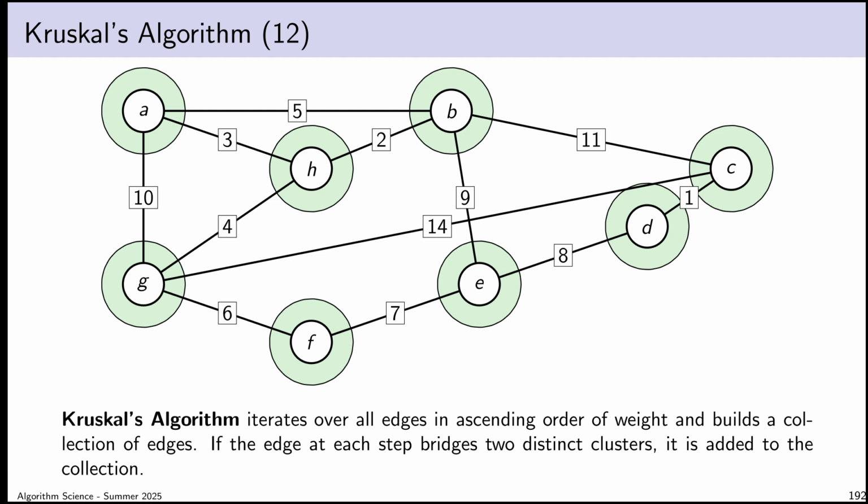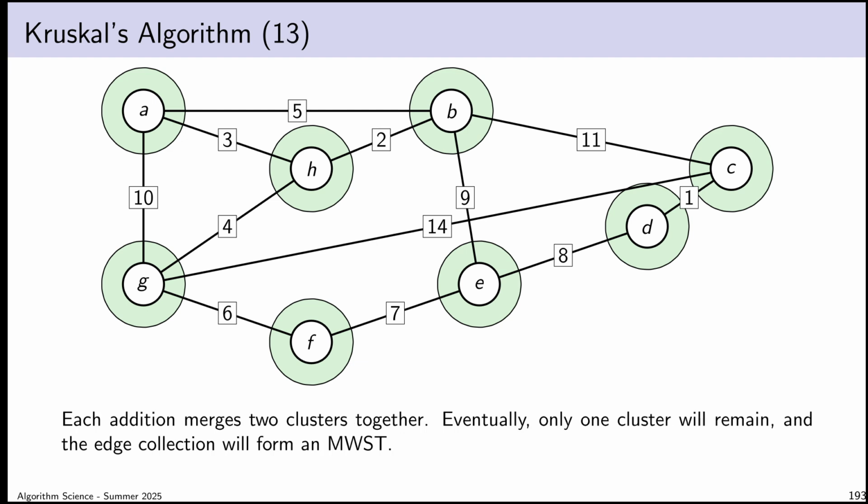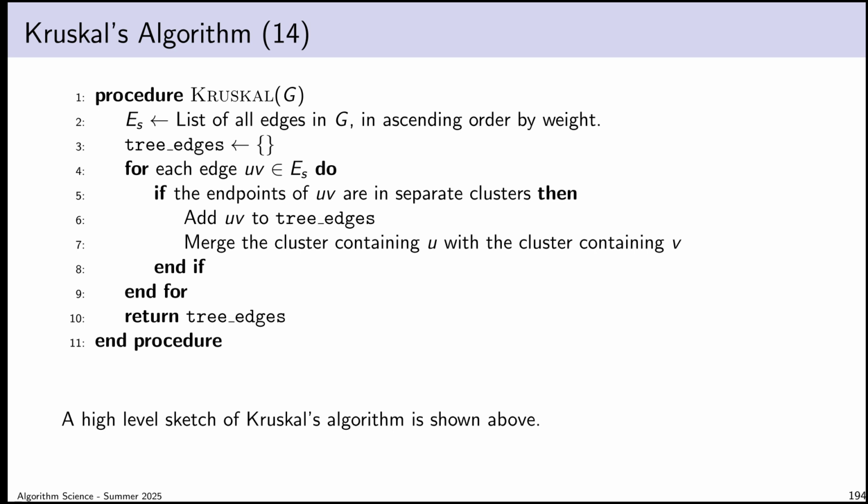Over time, I should expect the number of clusters goes down. Eventually, there's only one cluster, and at that point, I have a spanning tree. Each addition merges two clusters together, and that's how I know I'm making progress towards my result. So here's a sketch of Kruskal's algorithm, and it's a pretty basic version because there's a conditional that most people would add that I have not added.